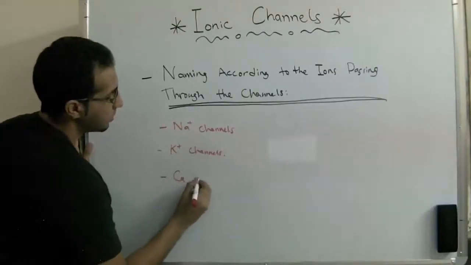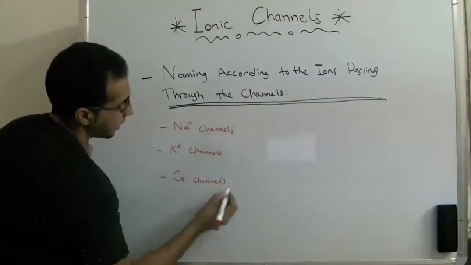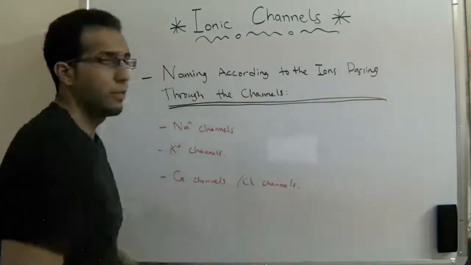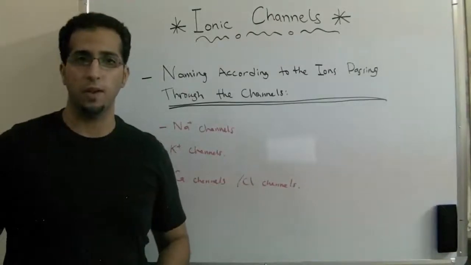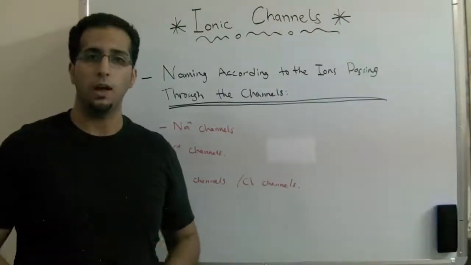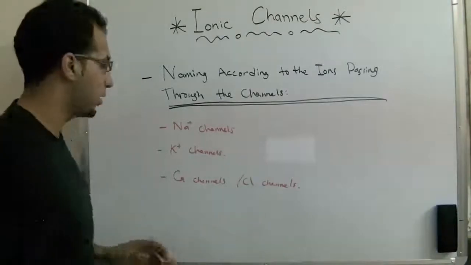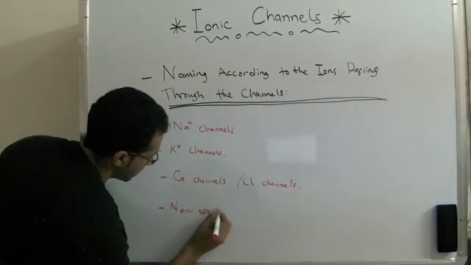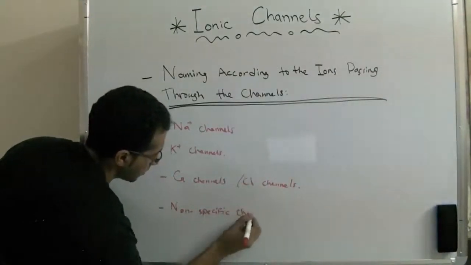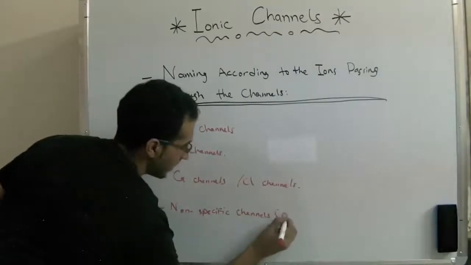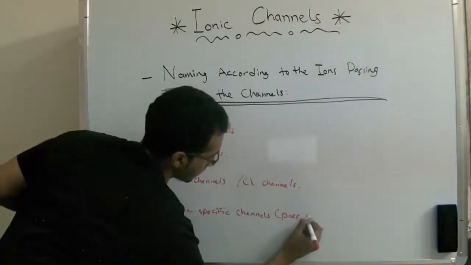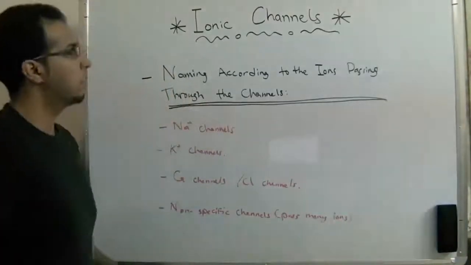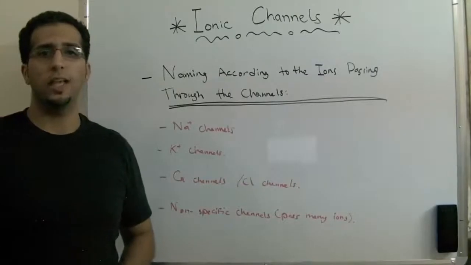Same for calcium and chloride channels. There are other channels which are non-specific. They can pass different kinds of ions, not a specific one. So this is how ionic channels gain their names.